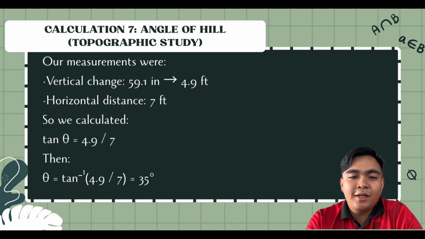Next, theta equals the inverse tangent of 4.9 over 7. That gives us about 35 degrees. So the angle of the hill is around 35 degrees.